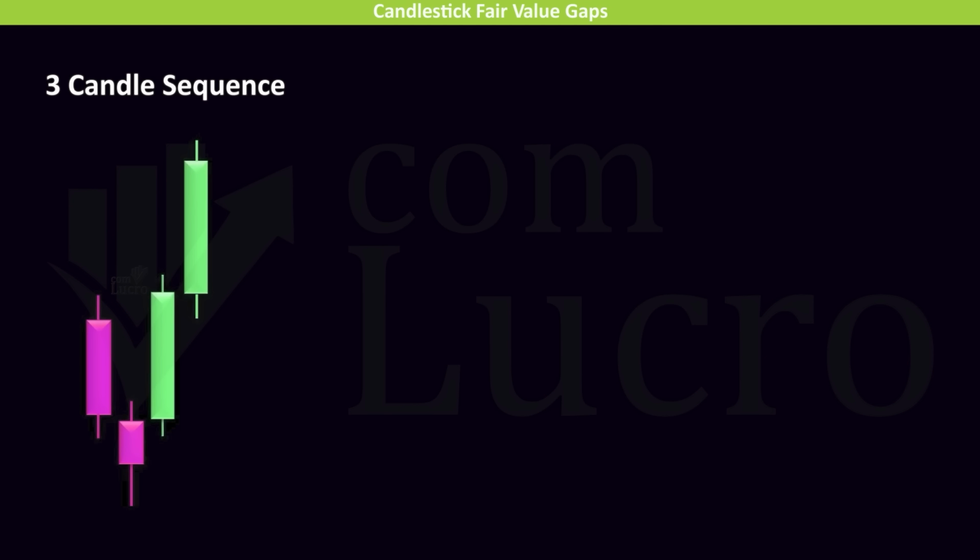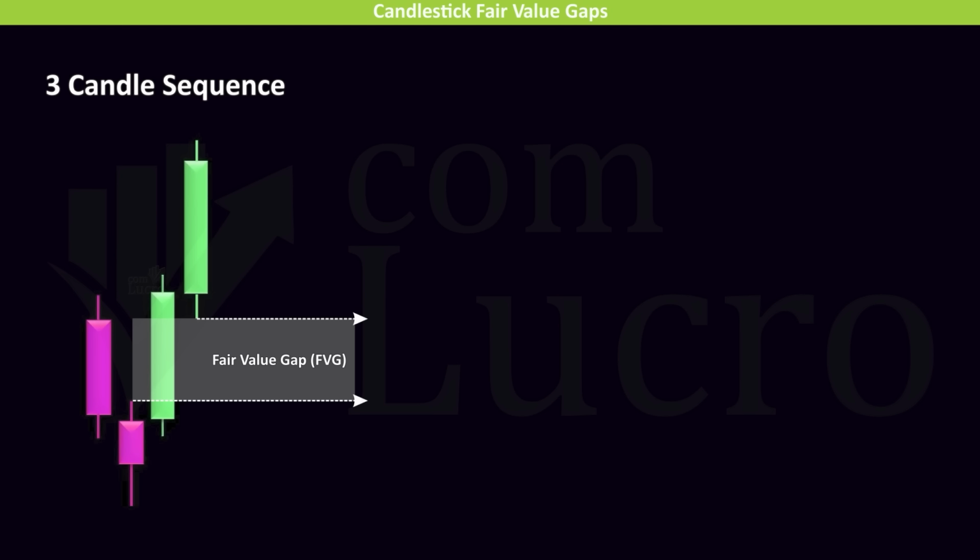Fair value gaps are typically formed within a 3-candle sequence and are easy to spot on the chart as a large candle. The key characteristic is that the upper and lower wicks of the surrounding candles do not fully overlap the body of the middle candle. This creates what we call the fair value gap zone, which fills the empty space between the wicks and is drawn based on the body of the middle candle.